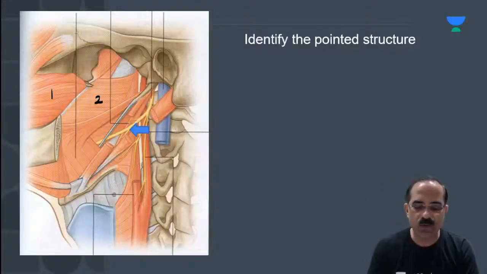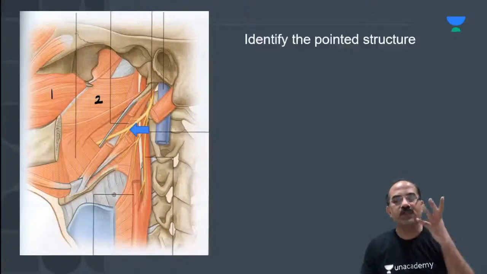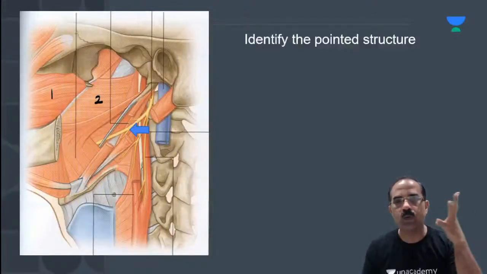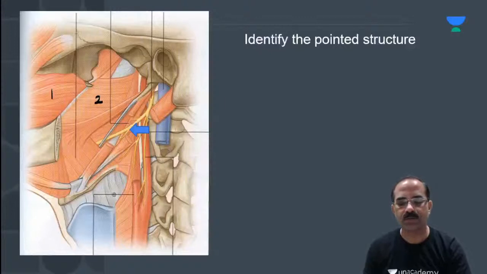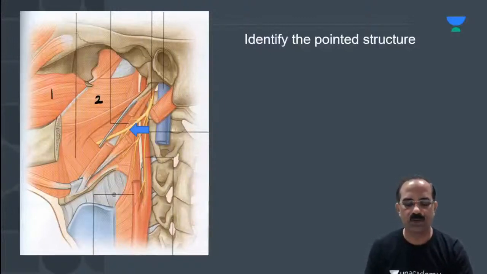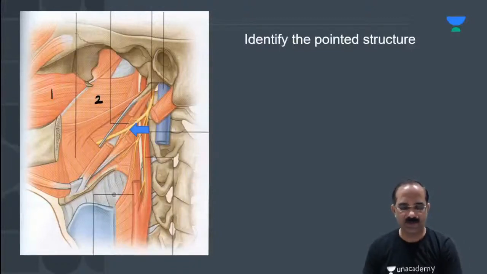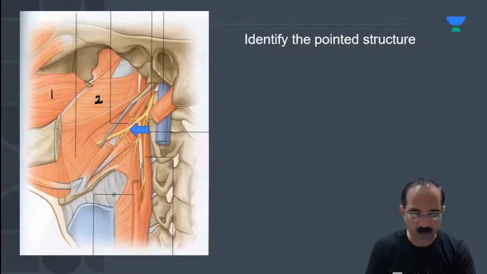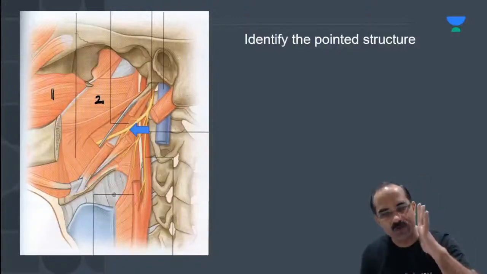Which is the one which goes anteriorly? A muscle which is known as the whistling muscle. Who's that? Guess. Buccinator. Very good, Kirti. So number 1 is the buccinator, and number 2 is a muscle of the pharynx.